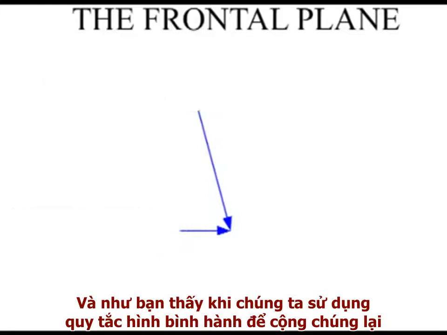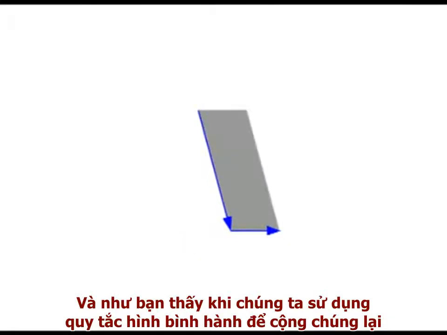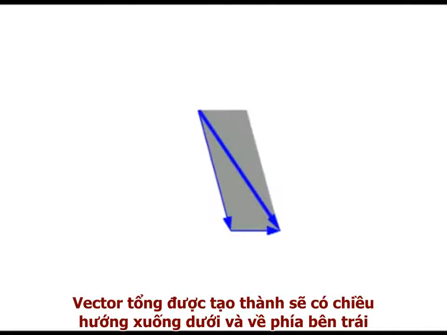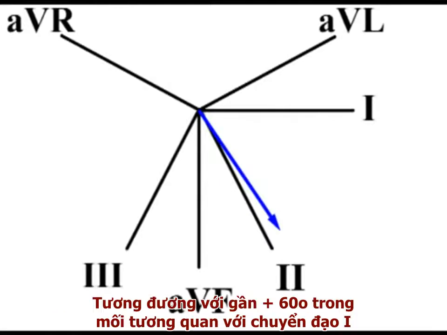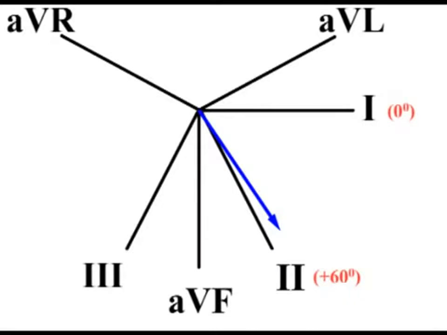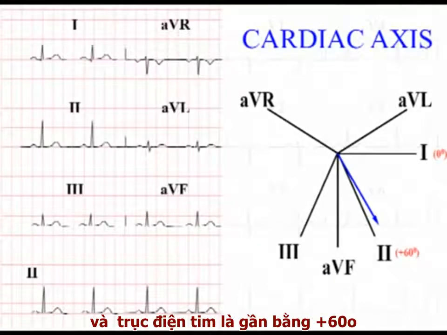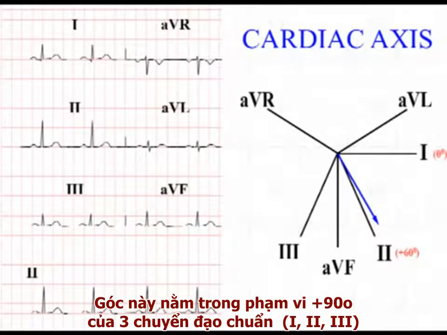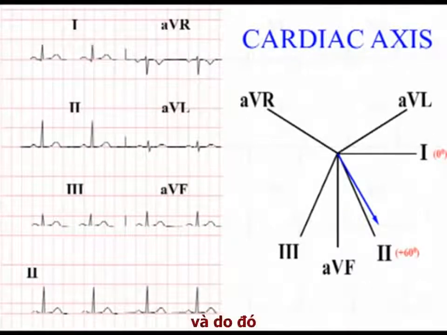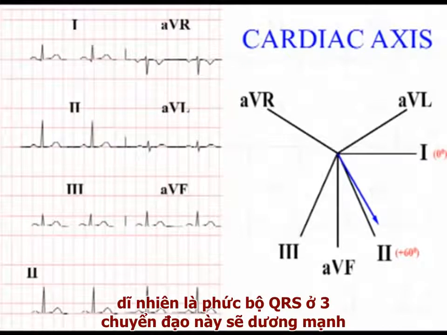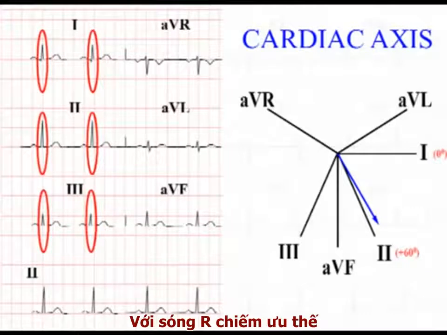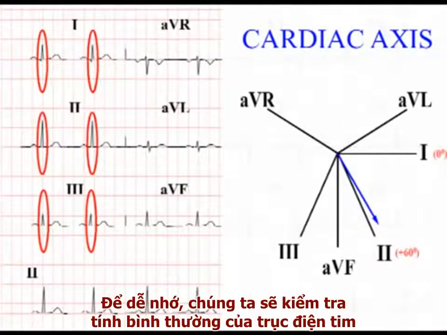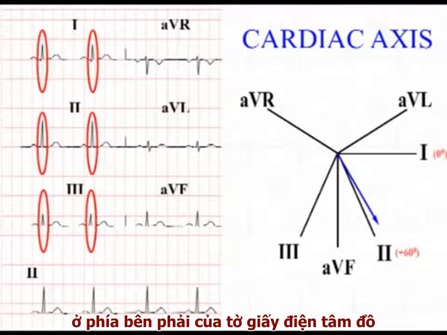As you can see when we use the parallelogram rule to add them together, the total vector generated is travelling downwards and to the left, more or less straight down lead 2, at approximately 60 degrees relative to lead 1. With the cardiac axis close to plus 60 degrees, this is well within 90 degrees of the 3 standard leads, and in this normal situation, the QRS complexes in these three leads are strongly positive, with dominant R waves. Get into the habit of recognizing this normal pattern down the right-hand side of the ECG.